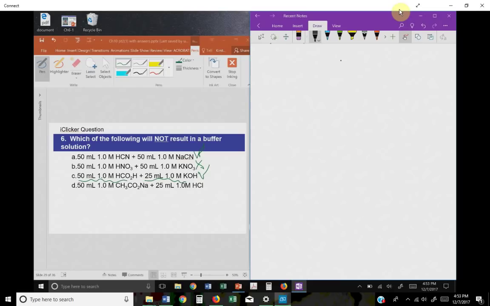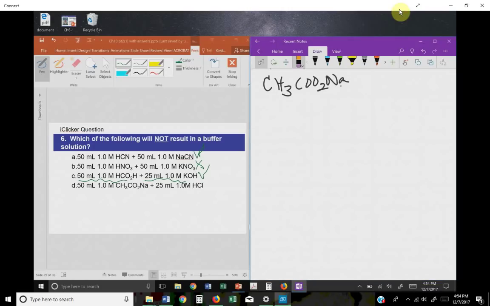So, what do we have? We've got our acetate, which is our conjugate base, or the base of acetic acid. So we've got CH3CO2Na. Let's call this the conjugate base of acetic acid.